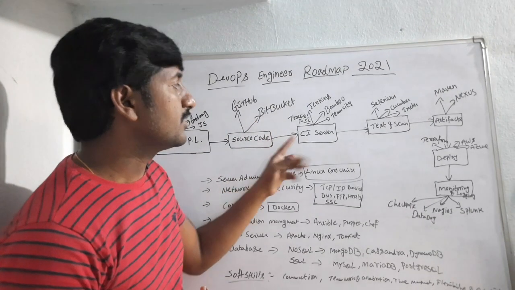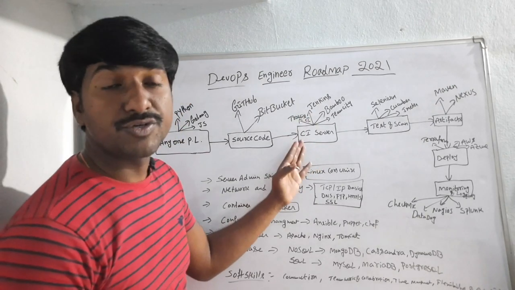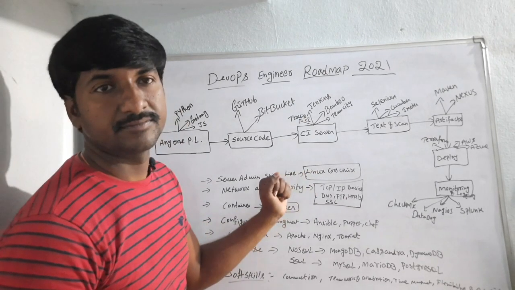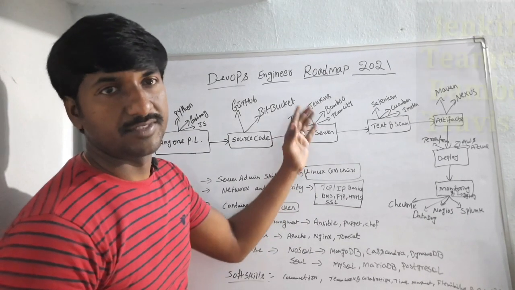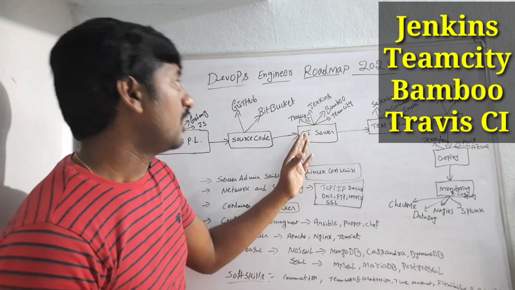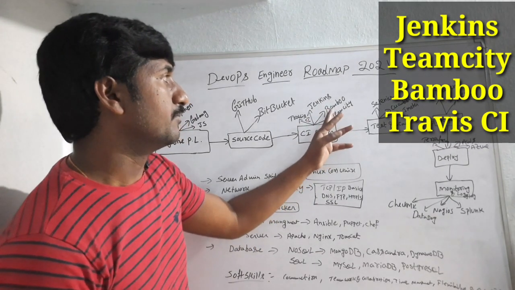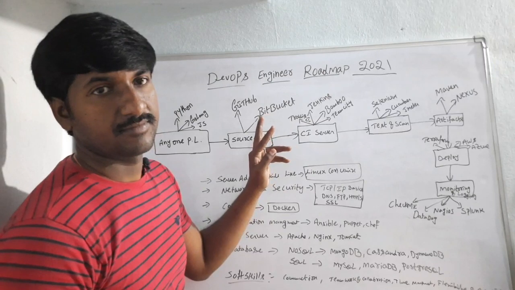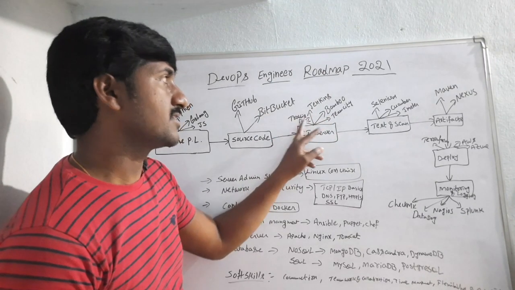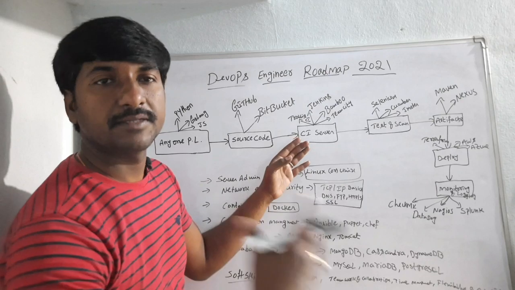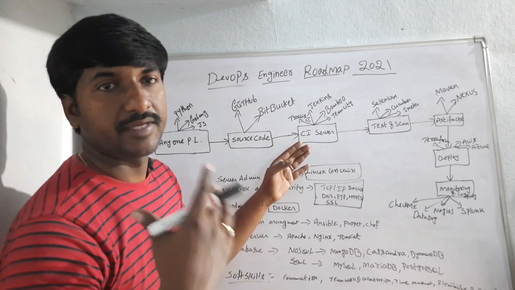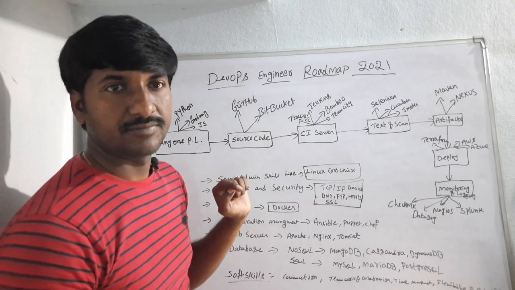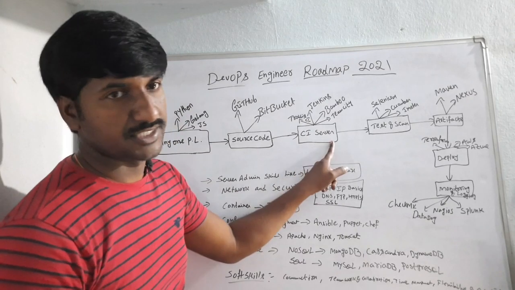And then you must learn one or two continuous integration servers. The popular one is Jenkins. Everyone knows about Jenkins. Or you can learn TeamCity, Bamboo, or Travis CI. The popular ones are Jenkins and Travis CI. It depends on the project and the company, they choose the tools. Maximum of the companies will prefer Jenkins only. So you have to learn one continuous integration server.